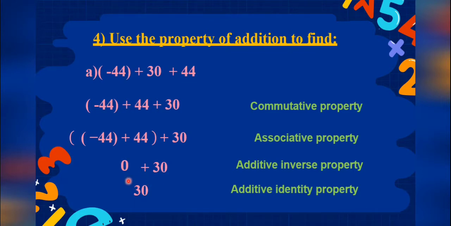Let's solve another one. 25 plus negative 8 plus negative 25 plus 7. Here I can see 25 plus negative 8, and I can see here negative 25. So I need to get 25 and negative 25 close to each other.